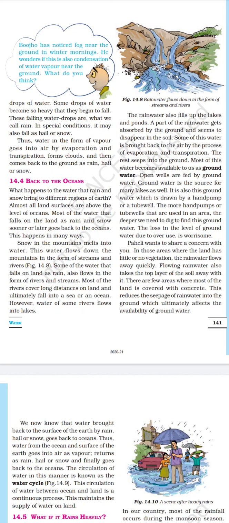Paheli wants to share a concern with you. In those areas where the land has little or no vegetation, the rainwater flows away quickly. Flowing rainwater also takes the top layer of the soil away with it. There are few areas where most of the land is covered with concrete. This reduces the seepage of rainwater into the ground, which ultimately affects the availability of groundwater.